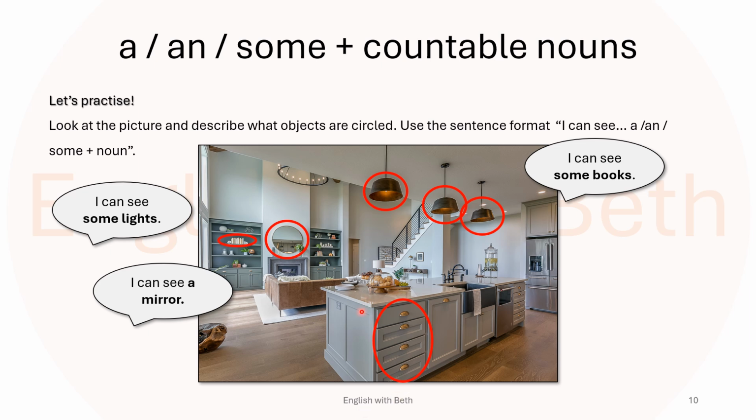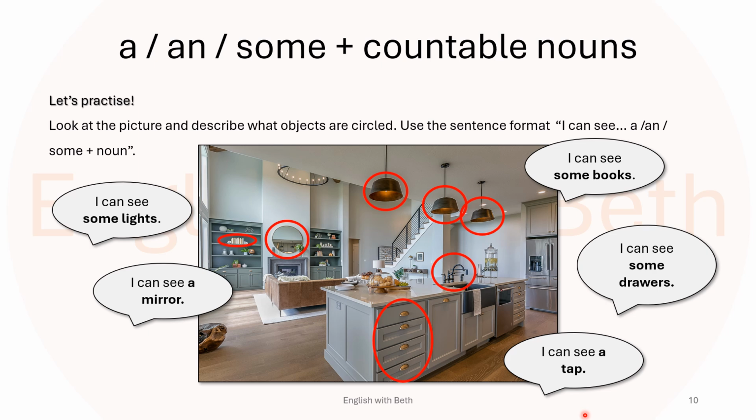Now, what is circled here? Well done. I can see some drawers. Another one. What's in this circle? Good job. I can see a tap. And last one over here. Good job. I can see a fridge. Well done if you used a, an and some in the correct places.